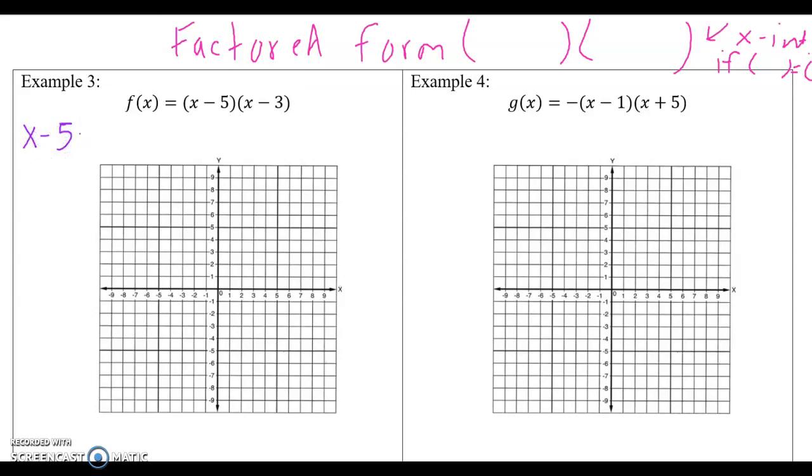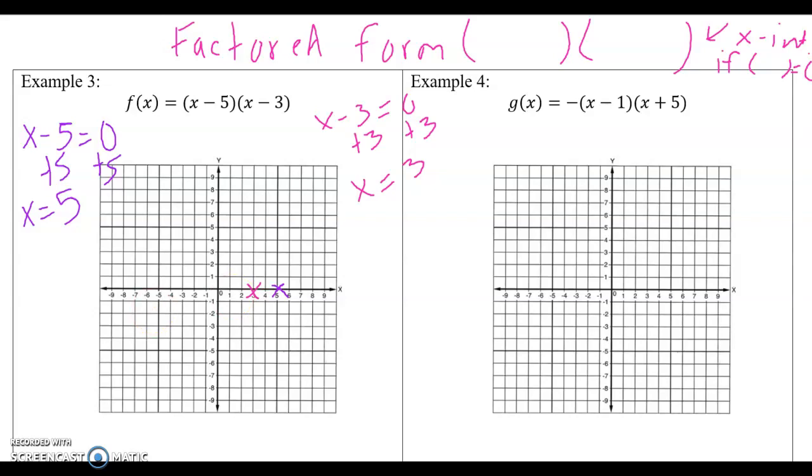So my first factor is x minus 5. Let's set that equal to 0. To get x by itself, add 5 to both sides, and x is 5. So my first x-intercept is positive 5. I'm going to put an x for my x-intercept, just because it's easier for me than putting a little dot. Then I'm going to do the same thing for my next factor, x minus 3 equals 0. Add 3 to both sides to get x by itself, and x is positive 3. So that is my next x-intercept.